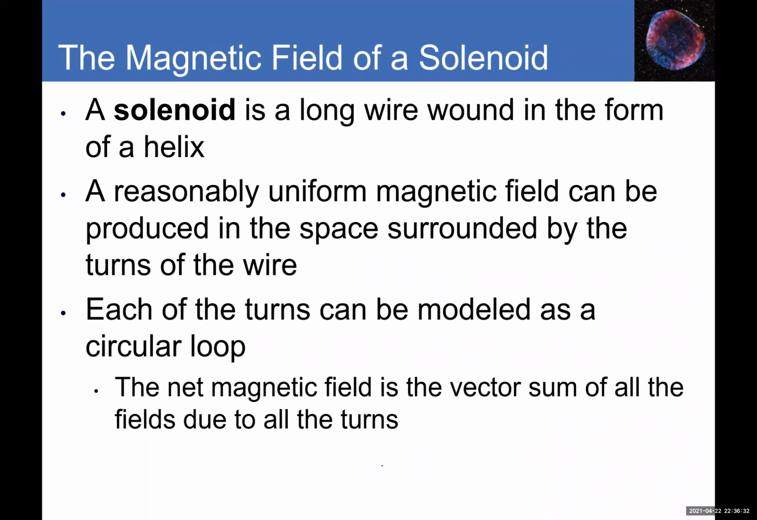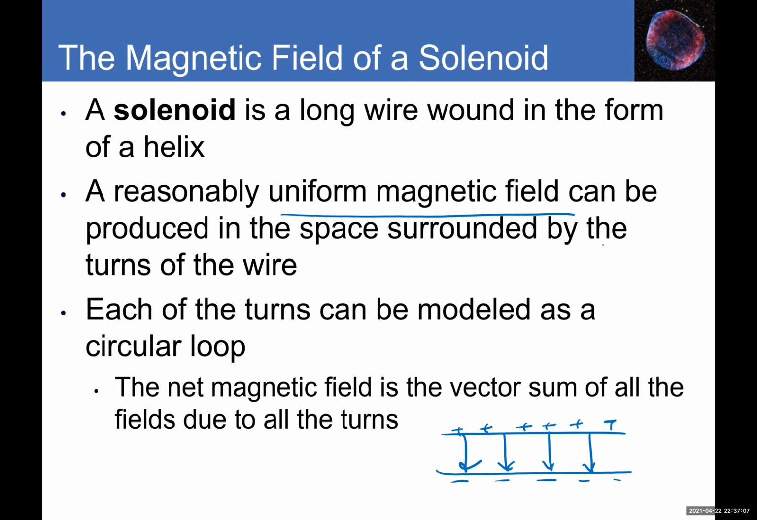All right, another very useful and important device is the solenoid, which is a long wire wound in the form of a helix. Okay, so it gives you a reasonably uniform magnetic field. Sort of analogous to parallel plate capacitors. Remember, if you have parallel plate capacitors and you charge them such that one plate is positive and the other is negative, then you get electric fields inside, which are relatively uniform and constant. Solenoid is the same device for magnetic fields.